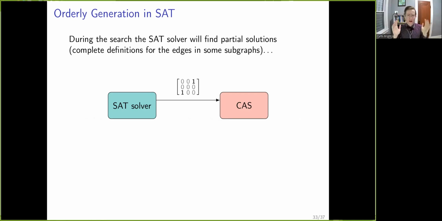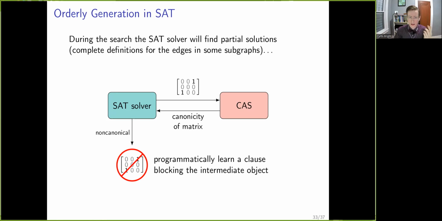The idea here is that we now have this set of variables which correspond to a graph. As the SAT solver is going, it's finding partial solutions, right? So it's assigning some variables to true, some variables to false. When a variable is true, that represents an edge in the graph. Once you have enough of the variables assigned, you have basically a complete subgraph. You have this subgraph in your hand, and you can give it to a CAS. So here's the adjacency matrix of some subgraph, say. The CAS takes it and does a canonical check, right? If this matrix turns out to be not canonical, which in this case it's not, right?